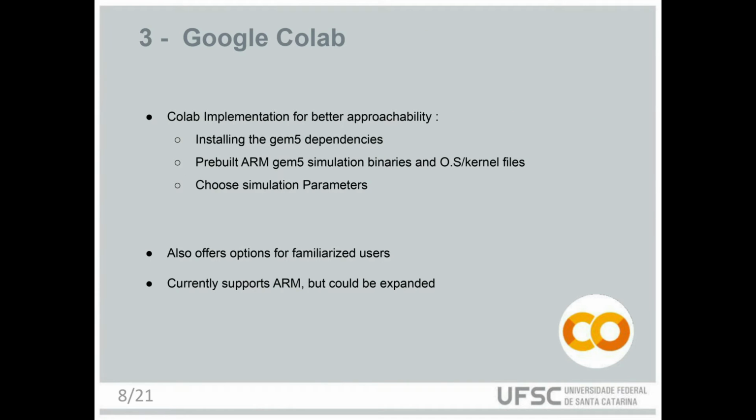Before going into more detail of the system under test and results, I would like to talk about the Colab implementation. We noticed during this work that gem5 requires a decent amount of work to set up. Wanting to make this process easier, we made a Colab implementation where the process of installing gem5 is automated. We also import files that take a long time to build, such as gem5 simulation binaries and simulation checkpoints, which cuts the setup process significantly. This implementation also offers options for more familiarized users, and it currently supports ARM but could be expanded.